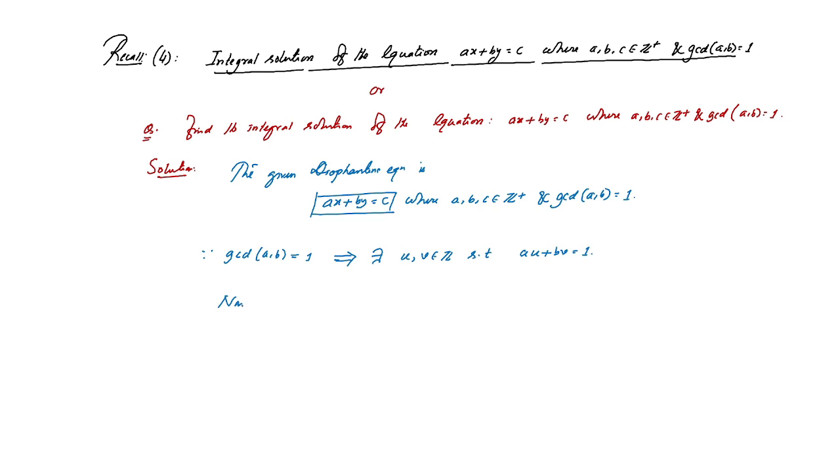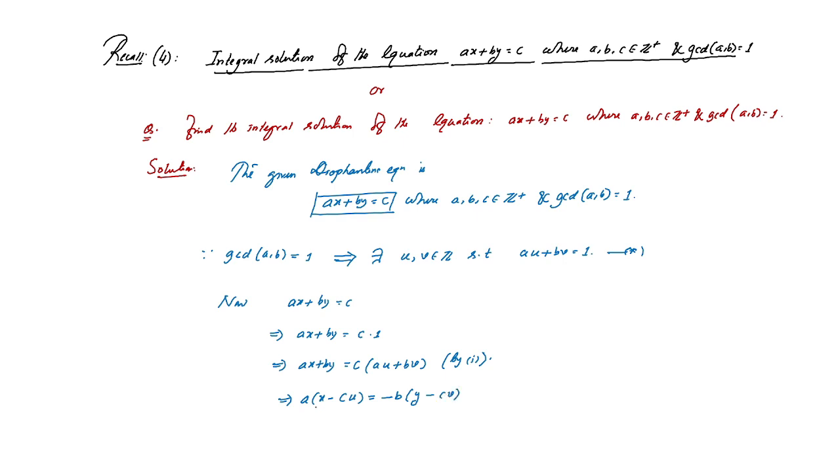Now we have ax plus by equals c, which we can write as ax plus by equals c times 1. In place of 1, we can write au plus bv. From that we can write a times (x minus cu) equals minus b times (y minus cv).